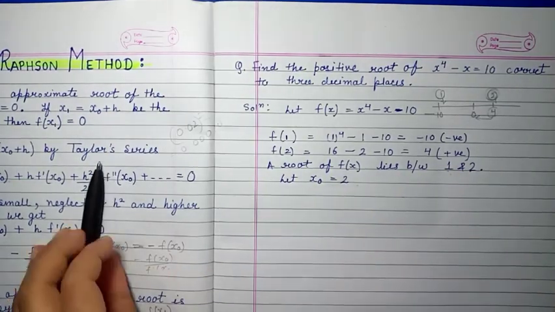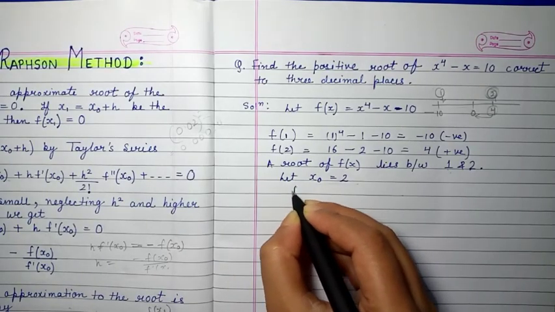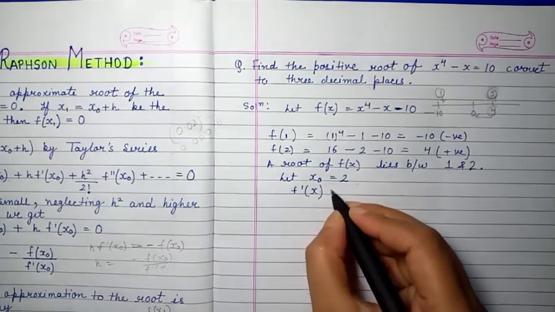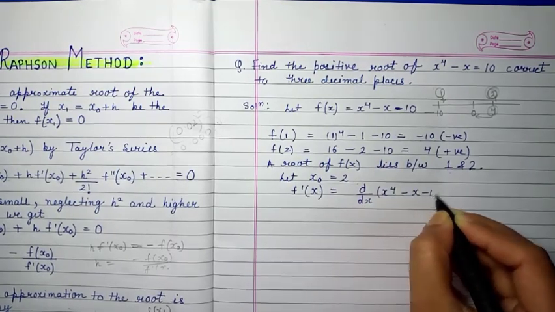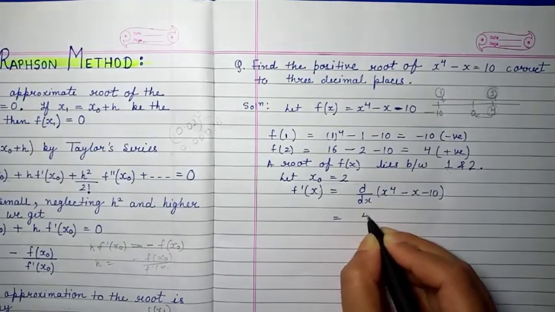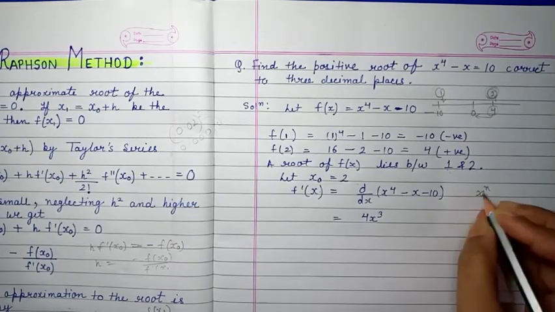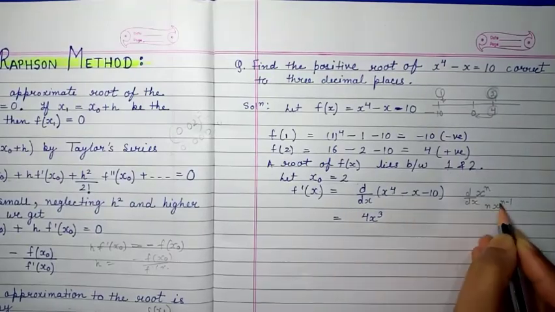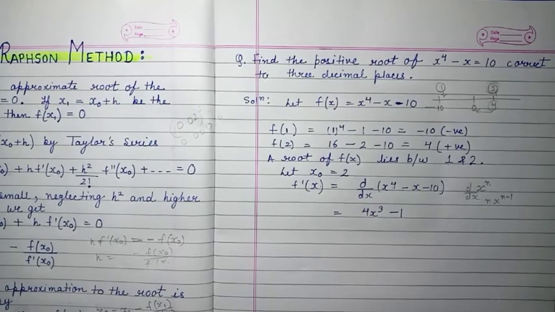Now after taking x naught as 2, we also have to find f dash x. How will we find it? We have to differentiate x to the power 4 minus x minus 10. If you differentiate x to the power 4, it becomes 4x cube. Why? Because we know that the derivative of x to the power n is n x to the power n minus 1. So this 4 comes here, and the power becomes 4 minus 1, that is 3. Minus x becomes minus 1. This is f dash x, and now we have all the values.